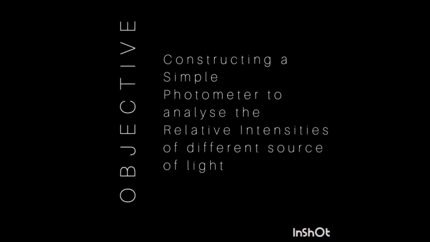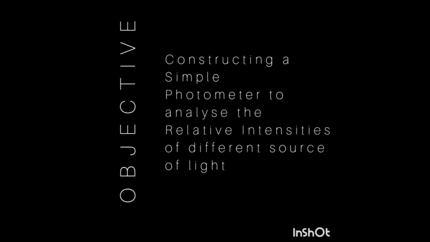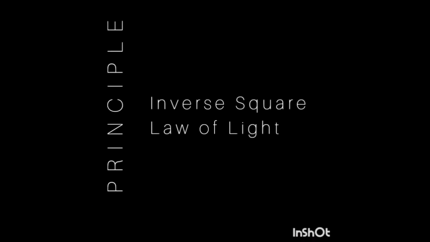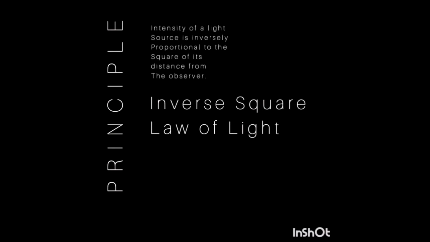The objective of this project is to construct a simple photometer to analyze the relative intensities of different sources of light. The materials that we've used are bulbs, extension cord, measuring tape, oil, paper holders, and bulb holders. The project is based on the principle of the inverse square law of light, which states that the intensity of a light source is inversely proportional to the square of its distance from the observer.